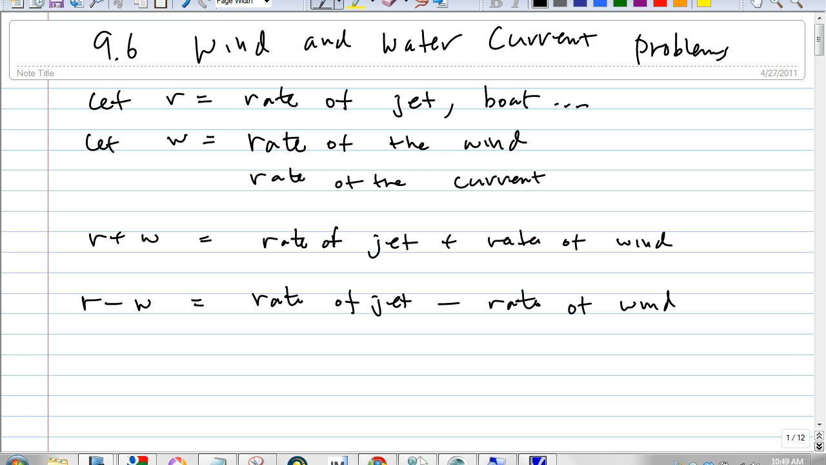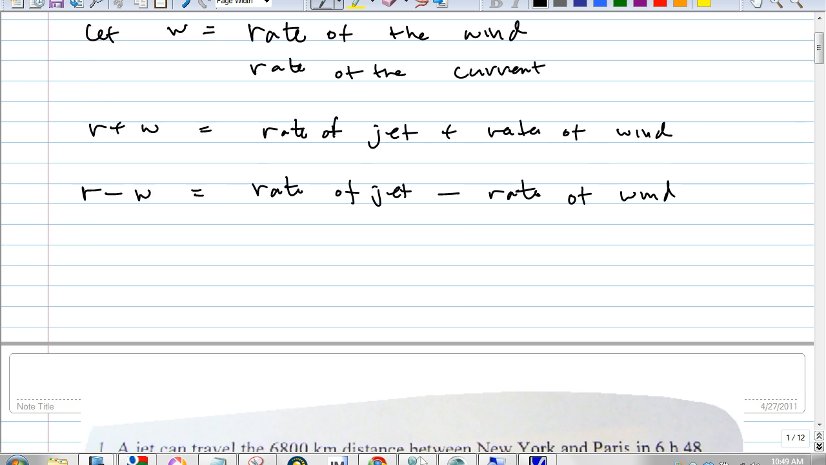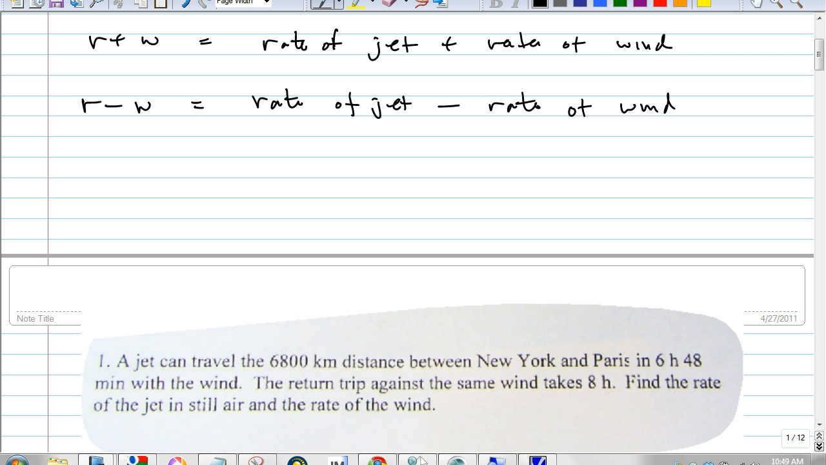Let's read number 1. Who wants to read example 1 for us? Okay, go ahead, Danielle. A jet can travel the 6,800 kilometer distance between New York and Paris in 6 hours and 48 minutes with the wind. The return trip against the same wind takes 8 hours. Find the rate of the jet in still air and the rate of the wind.